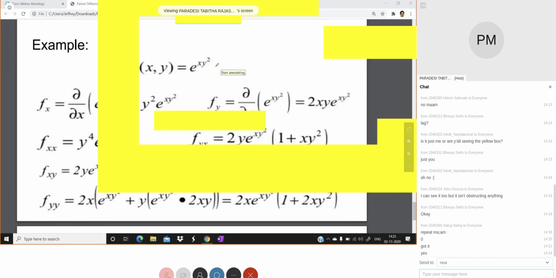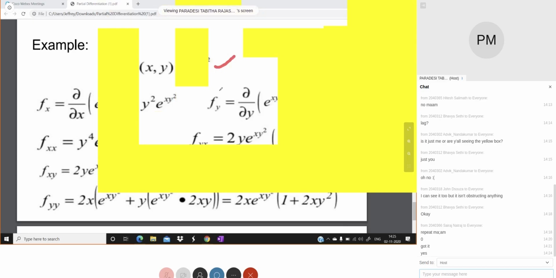We have a function in two variables, which is an exponential function. Quickly check whether fx is right. The derivative of an exponential function is the exponential function, and the derivative of xy square with respect to x is y square. Check whether fx is right. Yes, is fx right?